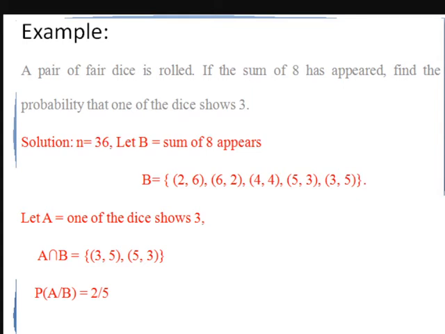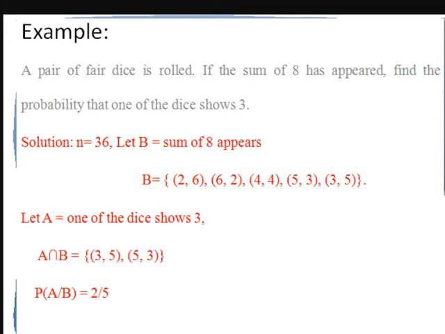Now see one example on this. A pair of dice is rolled. If the sum 8 has appeared, find the probability that one of the dice shows 3. If two dice are rolled, then the sample space contains 36 outcomes. On this sample space, the event B is defined, which is equal to sum of two numbers is equal to 8. Then event B contains the outcomes (2,6), (6,2), (4,4), (5,3), (3,5). And we have to find out the probability that one of the dice shows number 3.